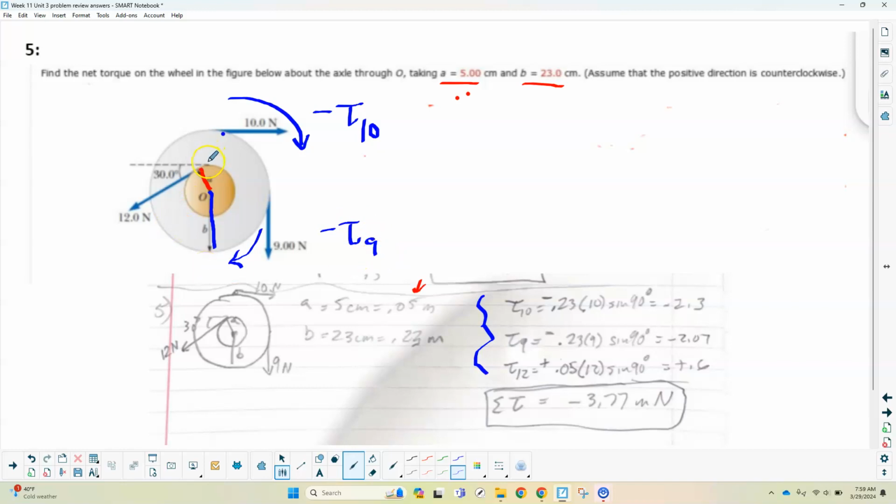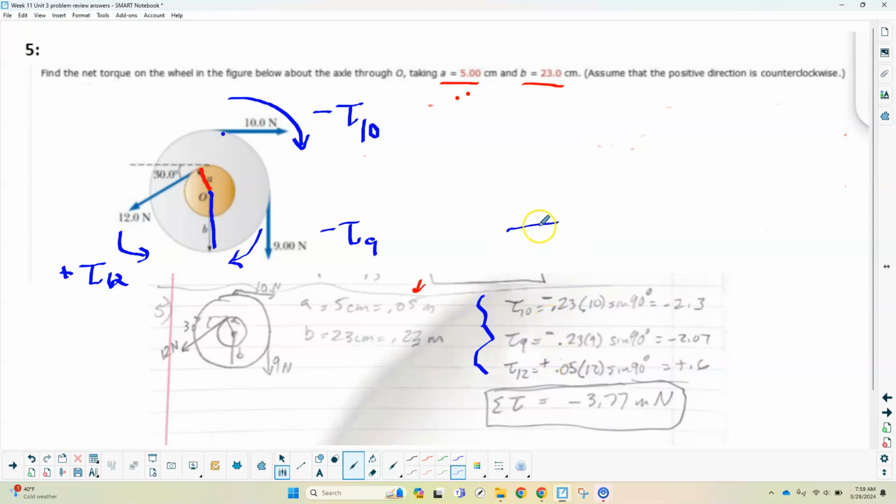And then if you pull on the string here at this one, it's going to make it rotate the other way. So that 12 Newton torque is actually a positive one. So that's how I got the directions, just imagining, okay, how would this wheel spin if this was the only force acting. So torque 12 ended up being positive. So that's why I have a negative and a positive here.